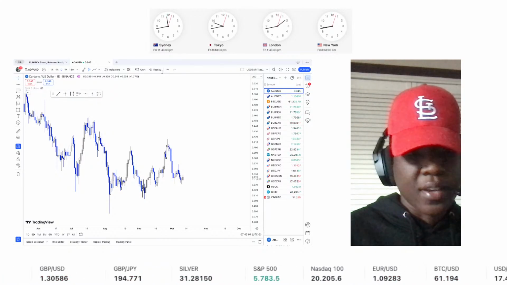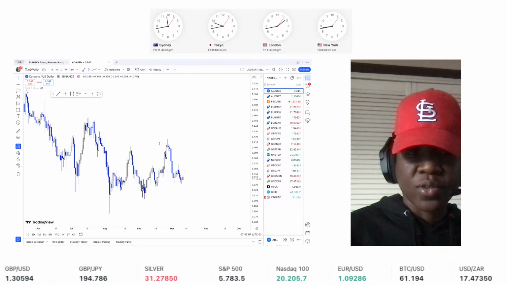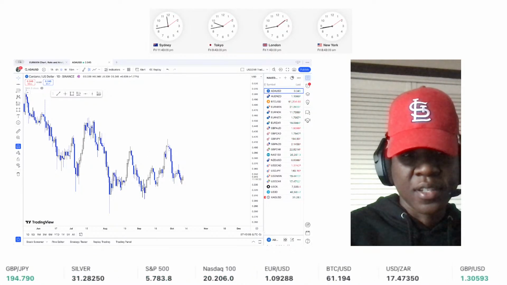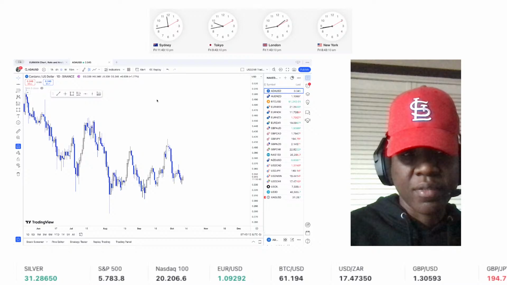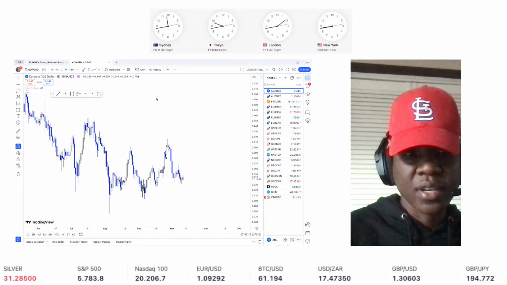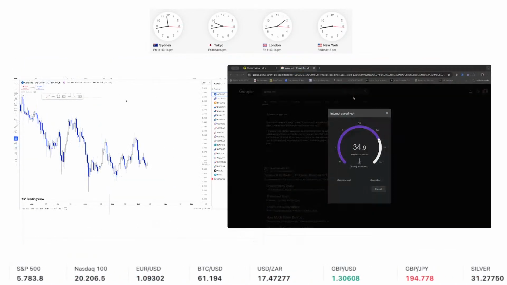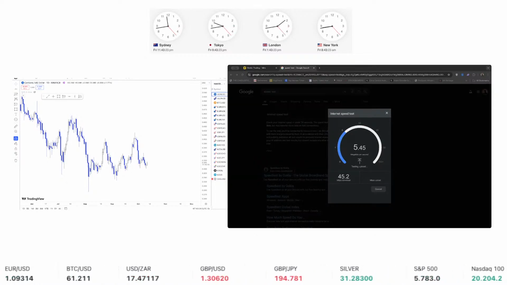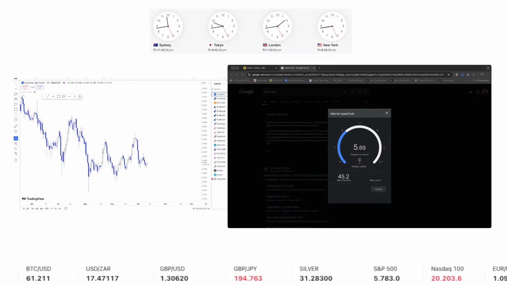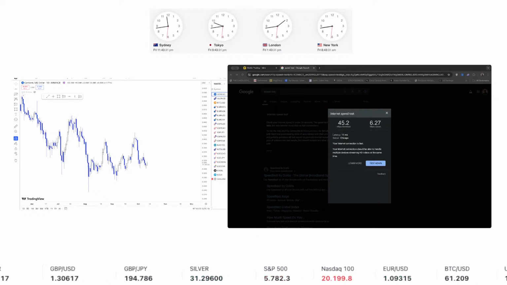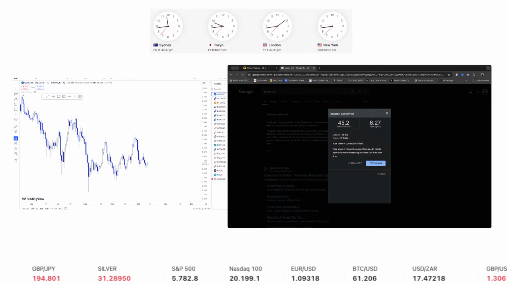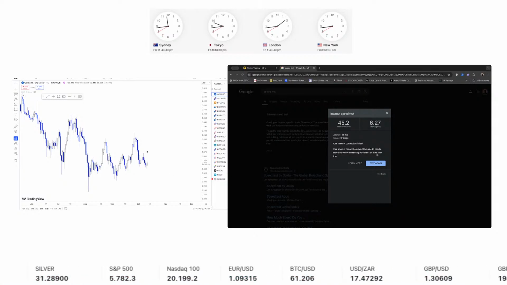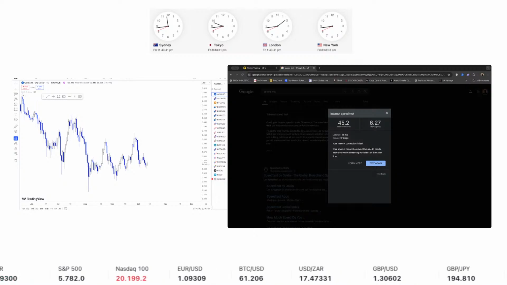Like, I feel like the internet has been doing its own thing. I can't be the only one that feels that way. Why is my internet doing this? Look at this. 45. That's supposed to be 100. No wonder. That's wild. Let me see if I can. I'm gonna get to the other one. One second.